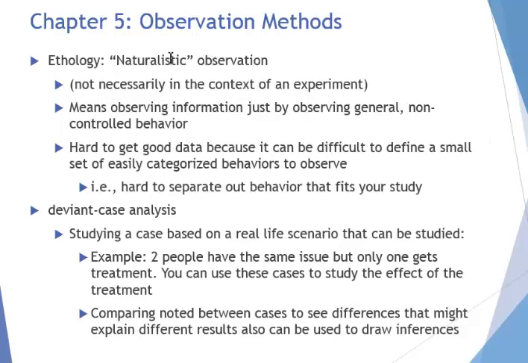First one is naturalistic observation, or ethology. Essentially what that means is not conducting any kind of controlled experiment in a lab, but just going out in the world and seeing what happens. This means observing information just by observing general non-controlled behavior. On the one hand, it's hard to get good data because it can be difficult to define a small set of easily categorized behavior to observe. In other words, you don't really have control over what you're observing.